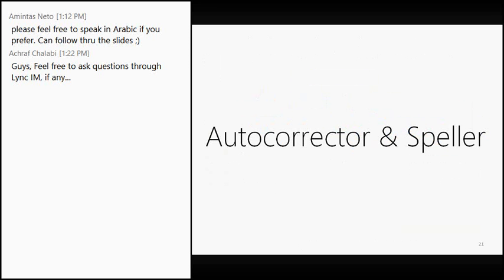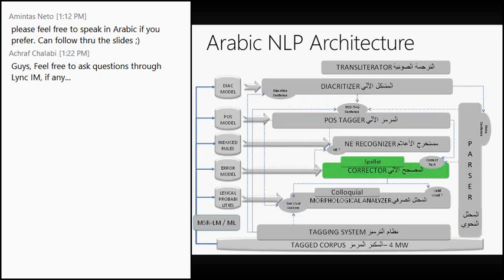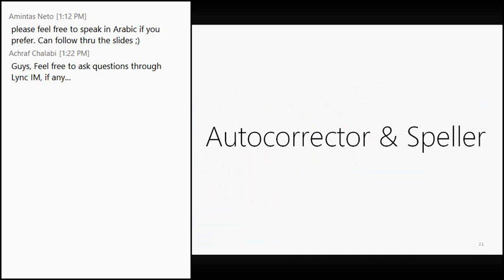Now I am done with SARF, and we'll move to the autocorrector and spell checking components. And if you have questions, we can answer them.